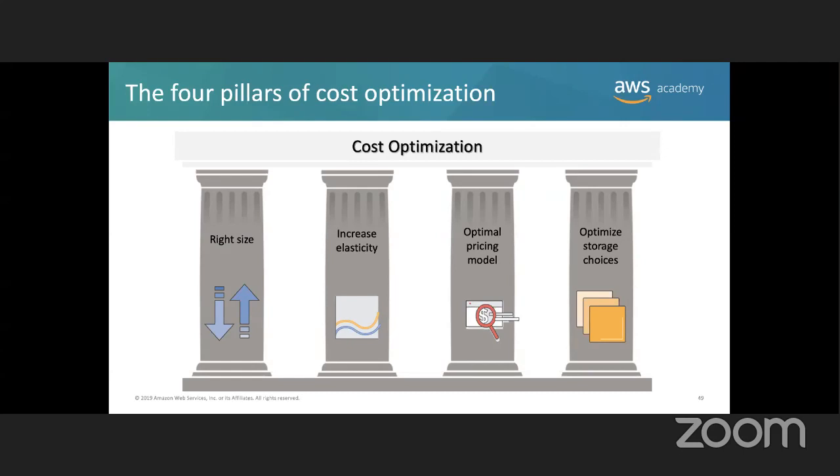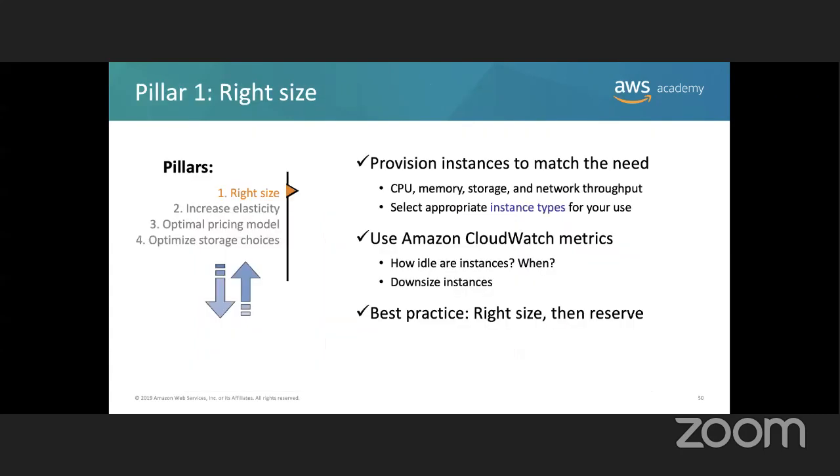Optimal pricing model: you recognize the available pricing options that you have, and analyze your usage patterns so that you can run EC2 instances with the right mix of pricing options. Now, optimize storage choices. You analyze the storage requirements of your deployments, reduce unused storage overhead when possible, and choose less expensive storage options if they can still meet your requirements for storage performance. Okay, that's very important. Now the right sizing, right?